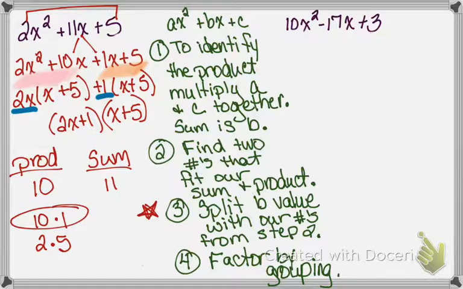Okay? Now, we're going to do it again. Okay. 10x squared minus 17x plus 3. We're going to go through this process. To identify the product, multiply A and C together. What's my A? 10. What's my C? 3. 10 times 3. What is that? 30. Okay, and it's positive. So I've got product of positive 30. What's my sum? Negative 17. So I have a positive product and a negative sum. So what can you tell me about my 2 numbers?